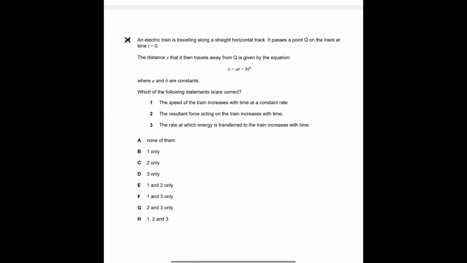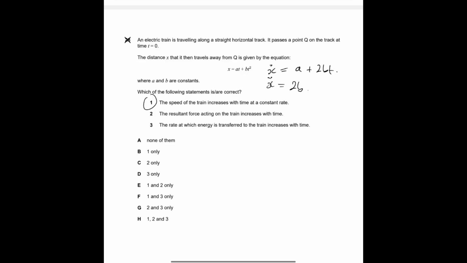Electric trains traveling on a straight line on track. Let's put it Q. The speed of the train is going to be this. Differentiate it, which is going to be 2bt. Speed of train increases with time at a constant rate. Yes. We can see that that means the acceleration is constant, which is going to be 2b. So yeah.